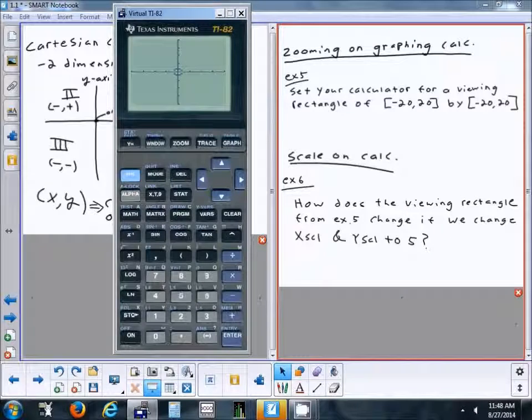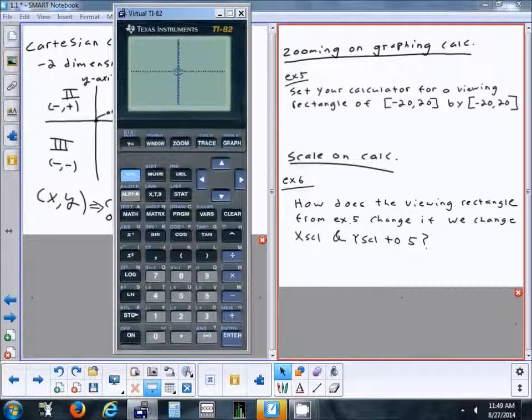When I do that, what happens to my viewing rectangle by changing the scale values? Any thoughts? What looks different? Yeah? The spaces get larger and the picture gets smaller. Yeah. So the picture, let's see if the picture got smaller. I agree, the spaces between the tick marks did get a lot bigger. The picture ends up staying the same.